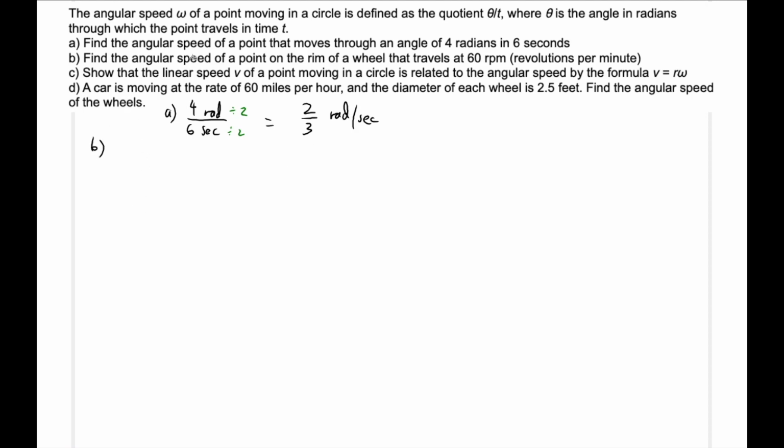Part B. Find the angular speed of a point on the rim of a wheel that travels 60 RPM, revolutions per minute. So RPM stands for revolutions per minute, so we're talking about 60 revolutions per minute. We need to convert to radians per minute. Right now it's revolutions per minute. So we're going to take 60 revolutions per 1 minute. We just have to convert the revolutions to radians.